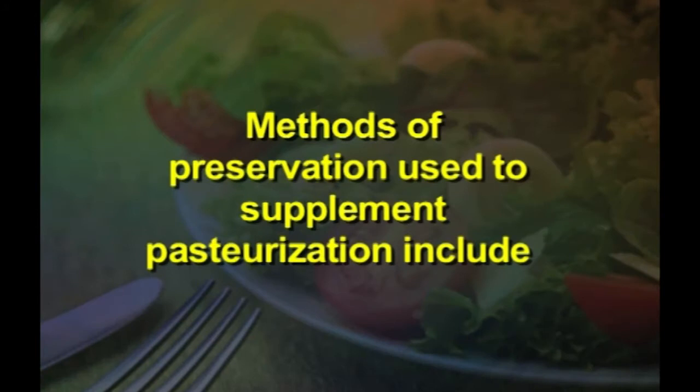Methods of preservation used to supplement pasteurization include refrigeration, for example for milk, and keeping out microorganisms, usually by packaging the product in a sealed container as in the case of fruit juices, maintenance of anaerobic conditions as in evacuated sealed containers, addition of high concentrations of sugars as in sweetened condensed milk, and presence or addition of chemical preservatives like organic acids in pickles.